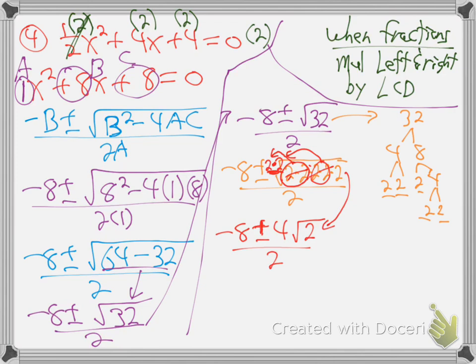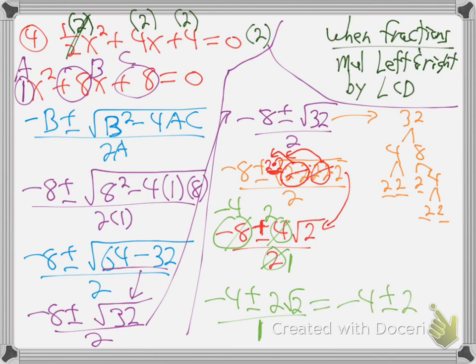Now, can we reduce that any more? Yeah, one more step. If all three of these numbers are divisible, what goes into all three of them? 2, right? So divide by 2 leaves a negative 4. Divide by 2 leaves a 2. Divide by 2 leaves a 1. So we have negative 4 plus or minus 2 root 2 over 1. I divided all three of those by 2. Now, we never leave a 1 on the bottom, so we just say negative 4 plus or minus 2 root 2. There's the 2 answers to number 4.